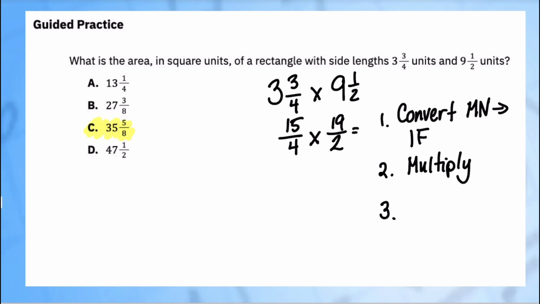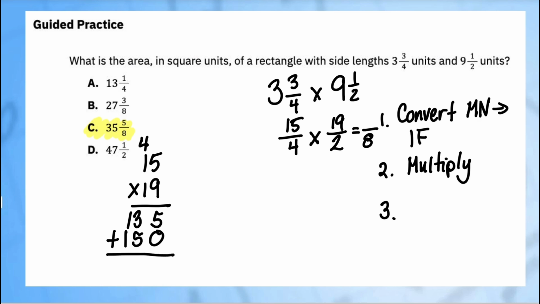Whew, child. Our denominators are easy. 4 times 2 is 8. But that numerator, whew, I'm going to need a little bit of space, so I'm going to put it on the side. 15 times 19. So this is another place where kids can make mistakes. 9 times 5 is 45. 9 times 1, 9 plus 4 is 135. 1 times 5 is 5. 1 times 1 is 1. So this gives me 285. So that's my answer here.